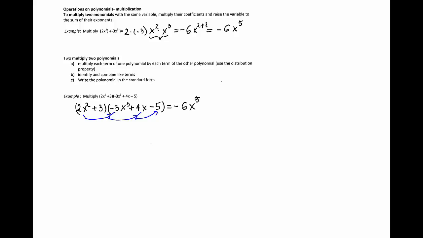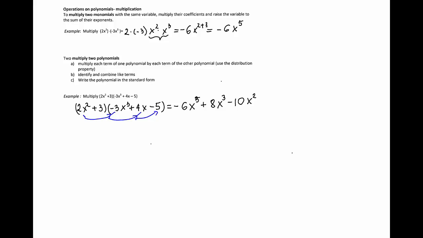2x squared times 4x, we multiply coefficients, so it's going to be plus 8, and we add exponents of x, we'll end up with 3. 2x squared times negative 5, that's going to be negative 10 if we multiply numbers, and we'll add exponents. This is x squared plus x times x to the 0, so it's x squared.